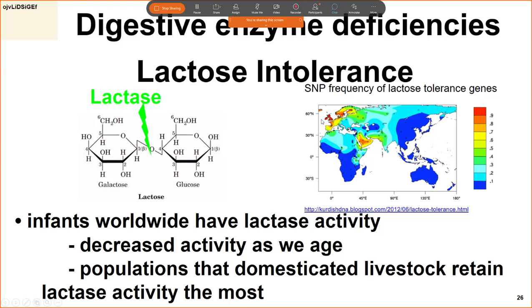In addition, we have populations that don't have lactose intolerance, and that evolved with domestication of livestock, of cows and goats and stuff. And so here's a heat map of the genetics of people that can still consume lactose, and it maps to where cattle were domesticated in Northern Europe and in Saudi Arabia.